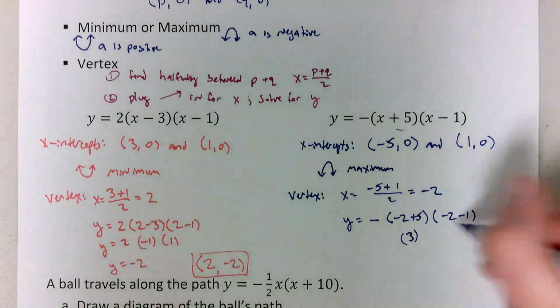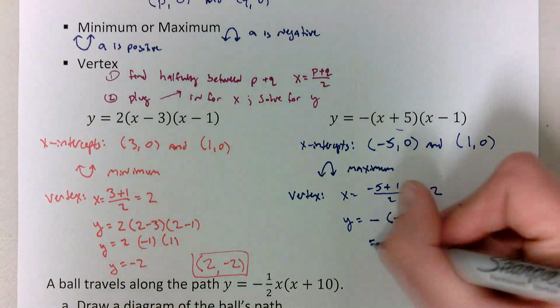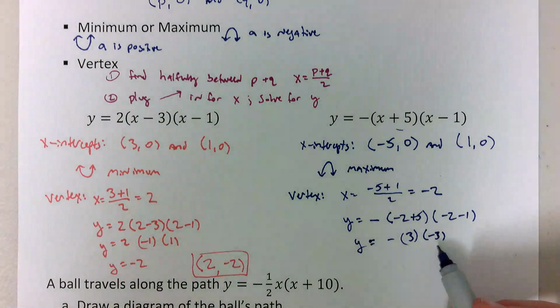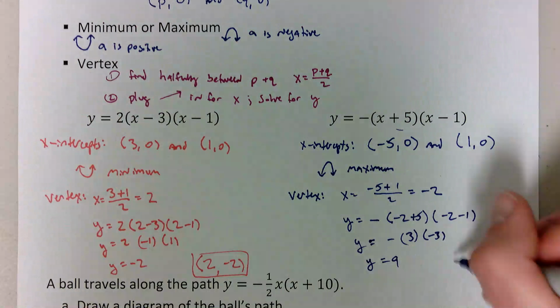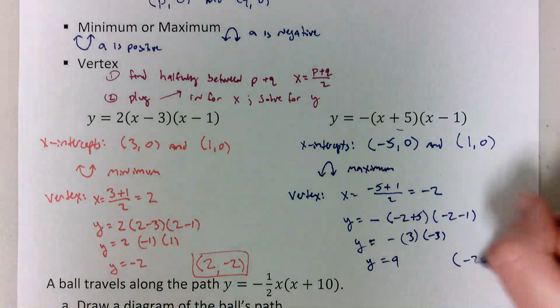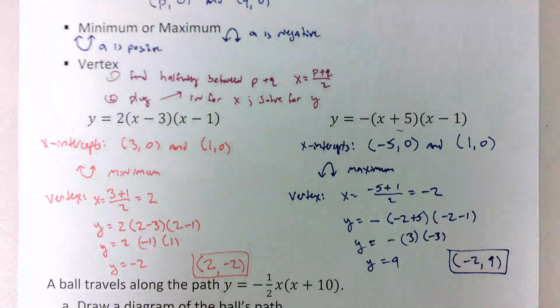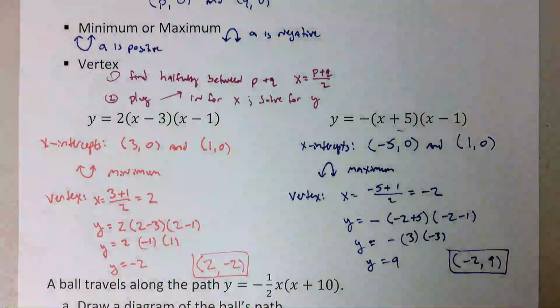-2 plus 5 is 3. -2 minus 1 is -3. So negative times 3 times -3 works out to +9. So my vertex has an x coordinate of -2 and a y coordinate of 9. And there we go. And we're going to practice a bunch of these in class. You're going to get it pretty quick. It's not going to be that bad.